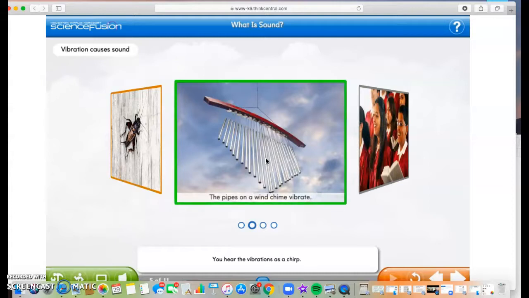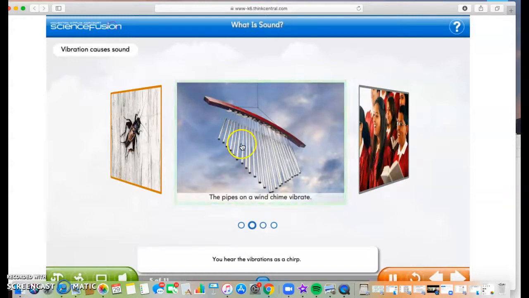Did you know that a cricket's chirp was caused by their wings rubbing together? That is not how I would picture that sound.